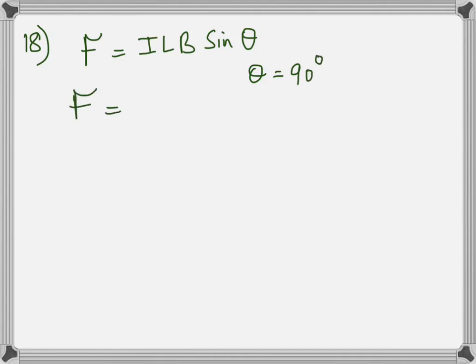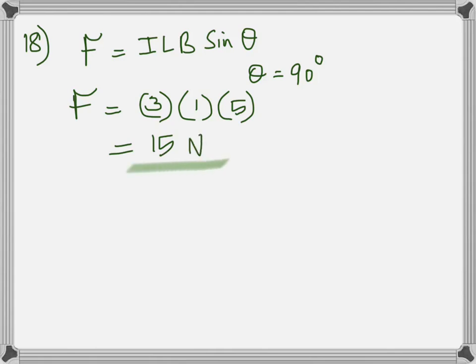And in 18, you define the force on a straight conductor kept in a magnetic field as given by ILB sine theta. Theta is 90 because it's perpendicular. And therefore you get 50 newtons.